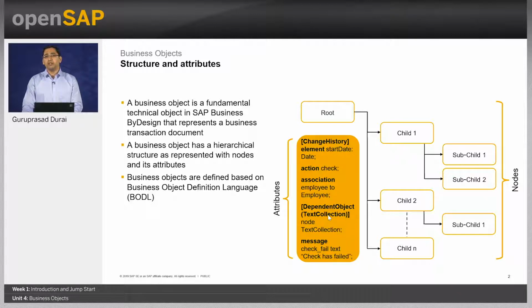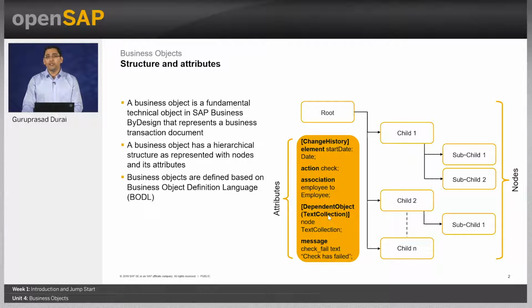Now let's get a little more detail into the attributes of the business object. Number 1, the elements. Once the business object and its nodes are defined, you can assign elements of a particular data type to the node. SAP Business ByDesign offers a wide variety of data types out of the box which can be consumed during the creation of a business object. For example, date, amount, currency, text, etc. could be used as a data type. The list of the available data types can be viewed in the repository explorer.